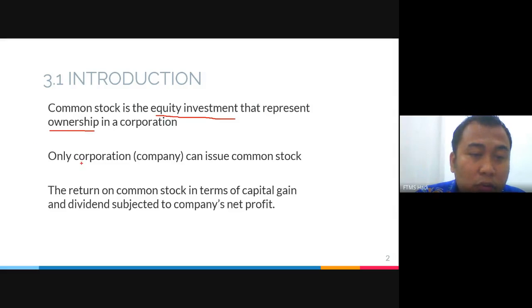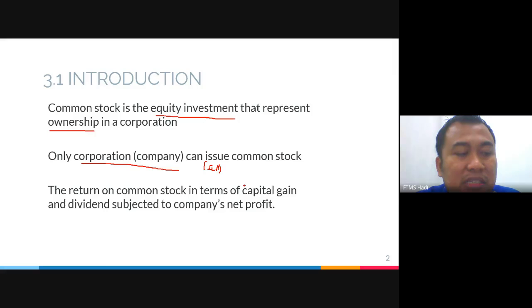All right. Only a corporation or company can issue common stock. That means only a company can sell common stock, in terms of offering to the public, or to public investors to purchase. We never have individual investors directly selling shares to another investor. No, there is no such thing. Usually only a company can sell or issue common stock, which means they are offering ownership.